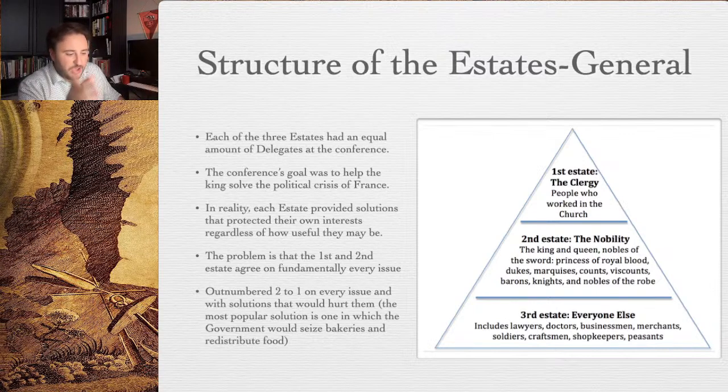The solution right before the Third Estate delegates leave, the one that's gaining the most traction, is a government seizure of bakeries to redistribute bread to the needy, to the starving. Now you might be thinking to yourself, actually, that sounds pretty based. That's right, unless you own the bakery. If you own the bakery, that's very much not a good solution for you. And lots of delegates of the Third Estate were business owners. They took issue with this. So they leave. They abandon the conference.